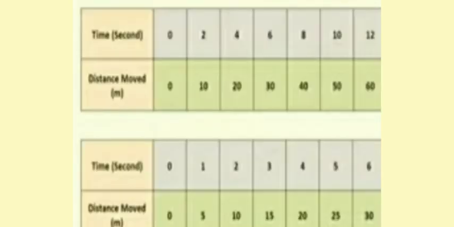To draw the distance time graph for a moving object, we need a graph paper and the readings of distances traveled by the object and the corresponding time values. As you can see here, the readings of time are taken in seconds and distance in meters.